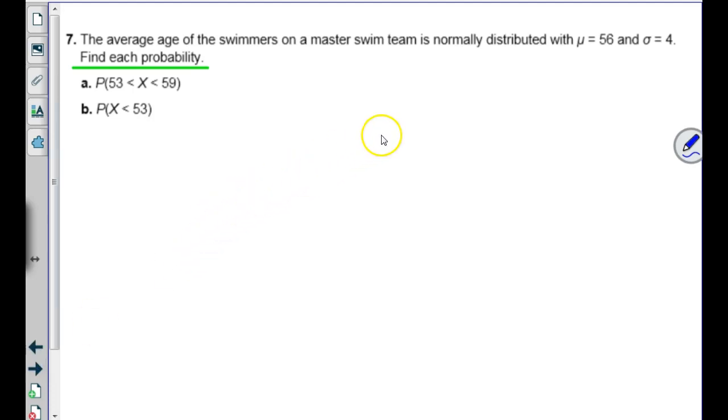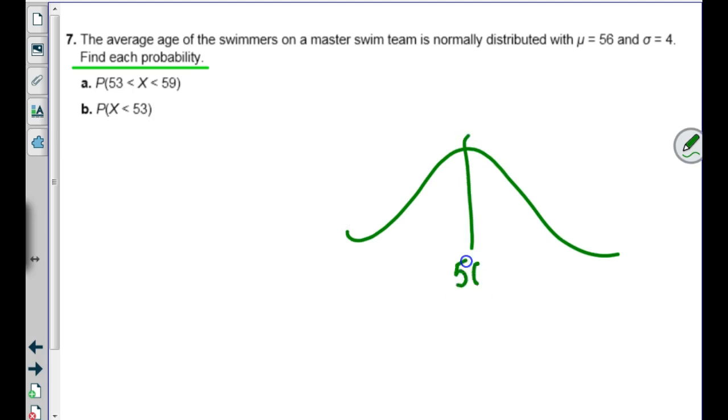Number 7, the average age of the swimmers on a master swim team is normally distributed with a mean of 56 and a standard deviation of 4. Find the probability that they land between 53 and 59, or the probability they get less than 53. Just one more time, if we were doing this with our empirical rule, am I saying that right? All of a sudden I'm doubting myself. Yeah. We would have to go exactly up by 4s.